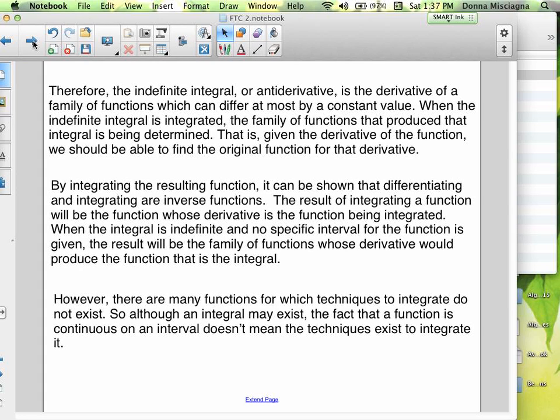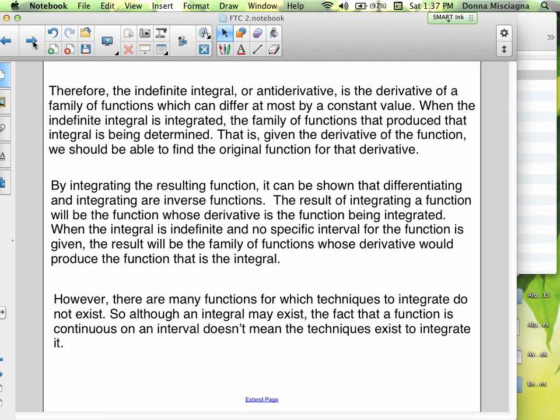So when the indefinite integral is integrated, the family of functions that produce that integral is being determined. That is, given the derivative of the function, we should be able to find the original function for that derivative. By integrating the resulting function, it can be shown that differentiating and integrating are inverse processes. The result of integrating a function will be the function whose derivative is the function being integrated. So you can just go back and forth.